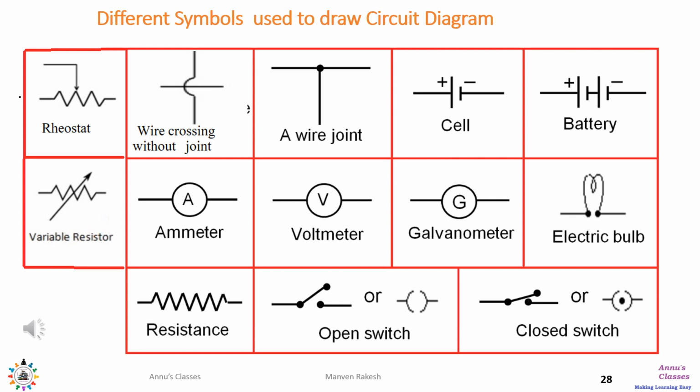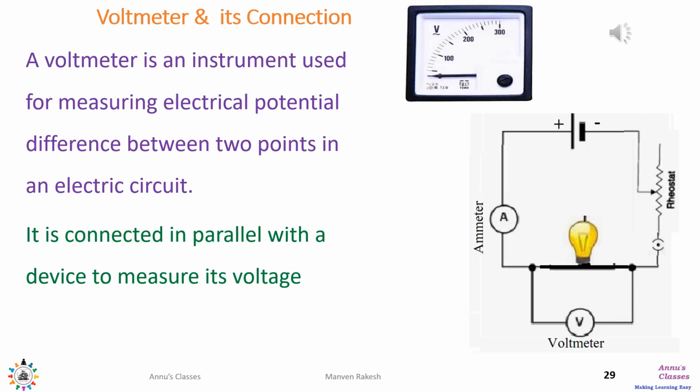Unique symbols are used for various devices in the circuit. This chart gives you the symbols for resistors, for wire joints, different types of meters, switches, cells and battery, which you have to practice and learn. Voltmeter device is shown here, which is written with V. It has a needle which deflects depending on how much voltage is applied. So this is an instrument that measures the potential difference.